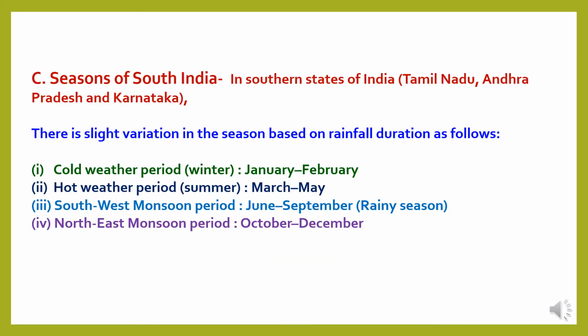Now seasons of South India. In the southern states of India, Tamil Nadu, Andhra Pradesh and Karnataka, there are slight variations in the seasons based on rainfall duration. First one is the cold weather period, which is winter, and prevails from January to February. Then hot weather, also known as summer, prevails from March to May. Then the southwest monsoon period, which ranges from June to September, also known as the rainy season. Then the northeast monsoon period, which is from October to December.